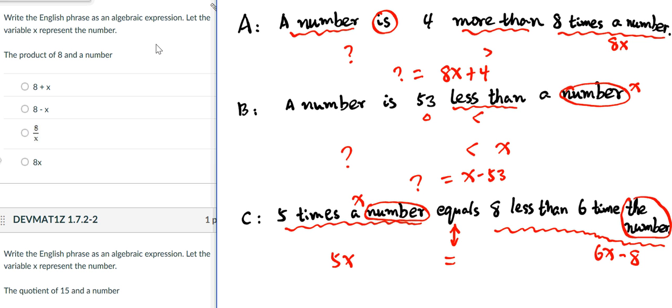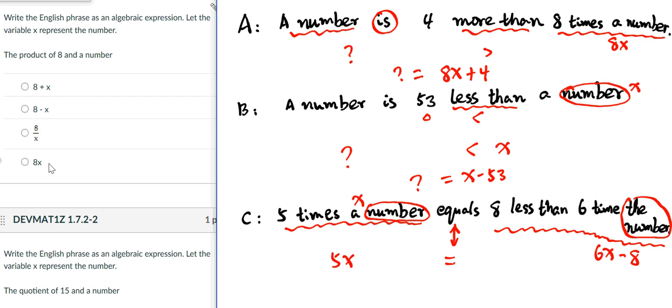In this video clip, we will look at the English language and the mathematical expressions. Here, the first example is the product of 8 and a number. Product means multiplication mathematically. And then we have 8 and a number. A number, if we do not know, we use x to represent that. So here means 8 times the number.